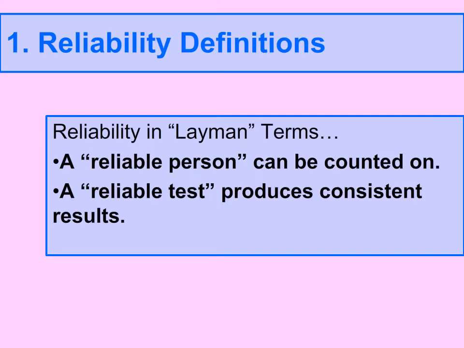Number 1. Reliability definitions. Reliability in layman terms. A reliable person can be counted on. A reliable test produces consistent results. A reliable thermometer, an instrument of measurement, consistently shows a measurement of a given temperature, boiling, over time. It doesn't give you a different reading or measurement for the point of boiling.